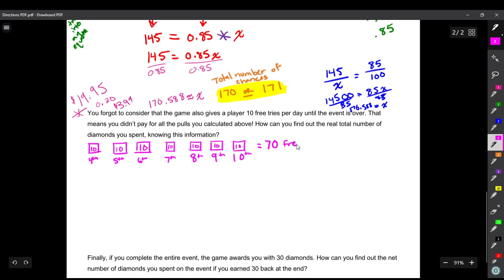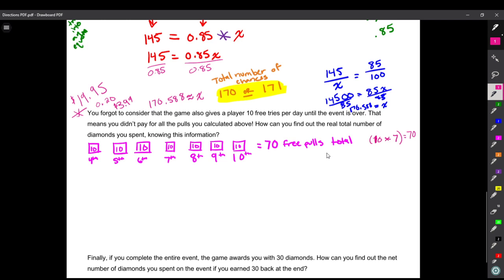free pulls total. And you don't really have to count those. We know that there's 7 days because we can look at them here. And we know that there's 10 per day. So in other words, we can just in our heads do 10 times 7, which equals 70. So now we know we have 70 free pulls.